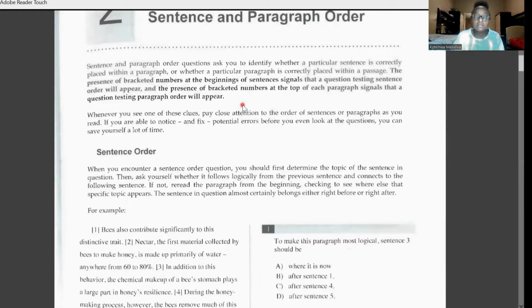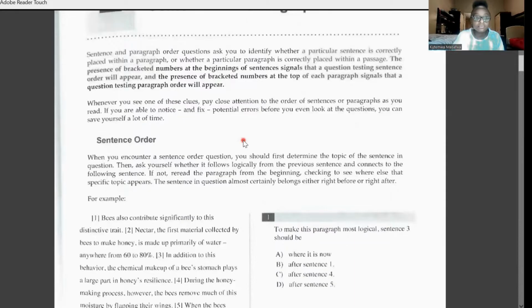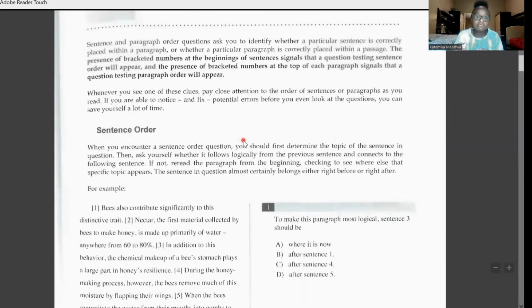And then it's very easy to know that order is being tested because you're going to have bracketed numbers at the top. So whenever you reach a paragraph and you find bracketed numbers in this form, it means that you're going to be asked about order. And then if you're going to be asked about paragraph order, you're going to have numbers above each paragraph, which we'll look at as we continue.